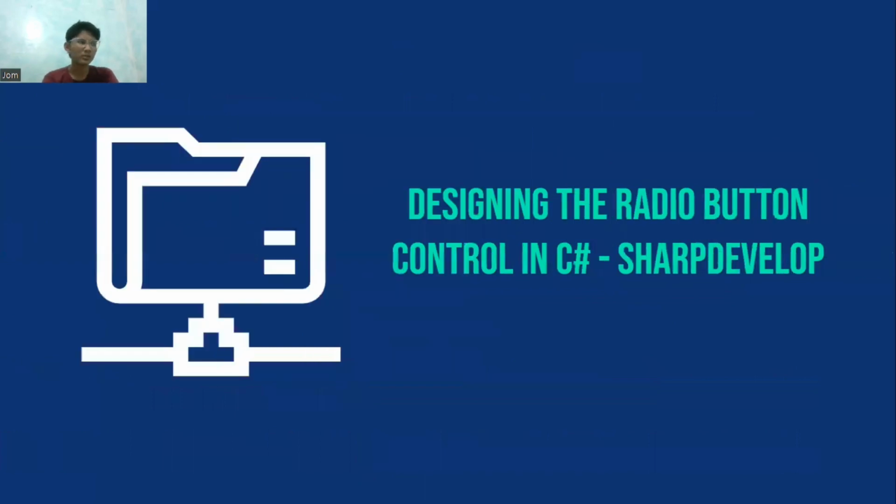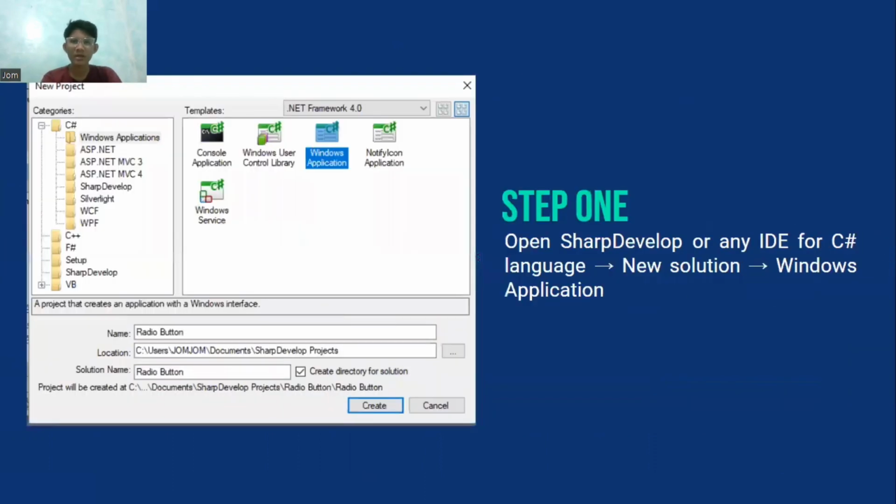So let's now go to the actual designing of the radio button control in C#, SharpDevelop. So step one, you need to open SharpDevelop or any IDE for C# language. And you need to go to New Solution. Then you need to click on the Windows application and you need to name it however you like. And then you need to create it now.